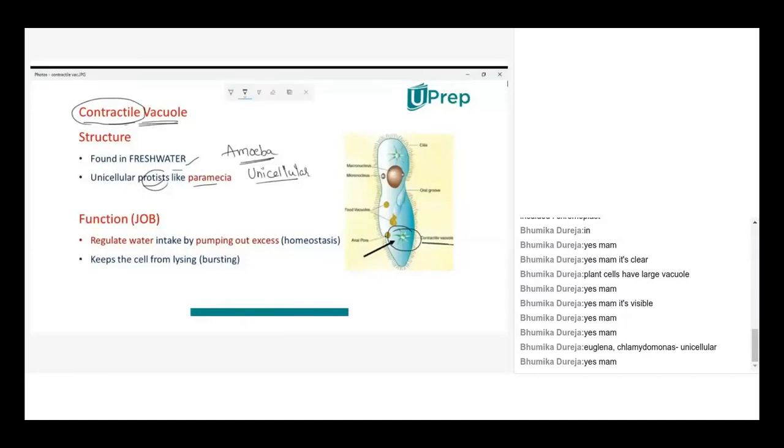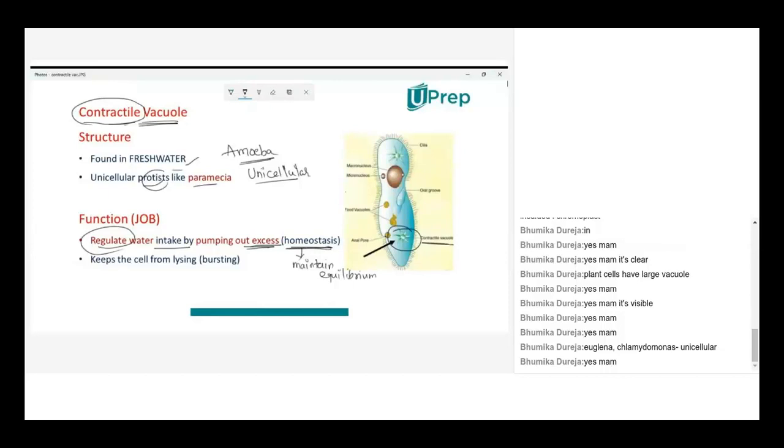It will regulate the water intake and it will pump out the excess water. This whole process is called homeostasis. Homeostasis meaning is maintaining equilibrium. What kind of equilibrium is it maintaining? It's maintaining equilibrium from the outside environment to the inside environment of this organism.